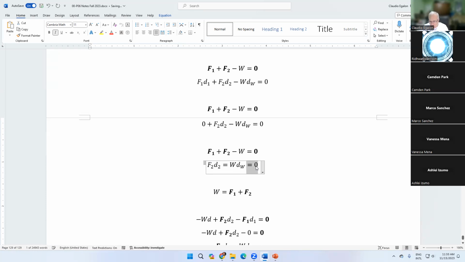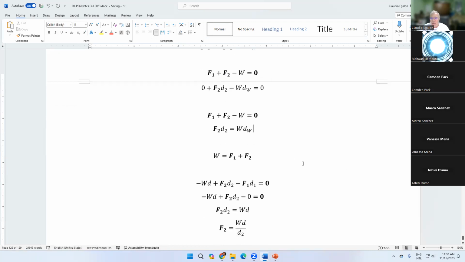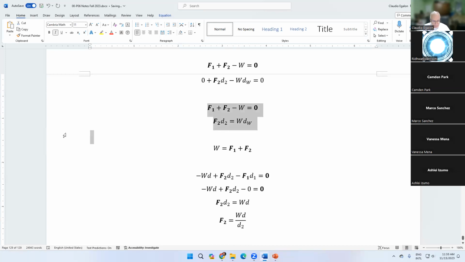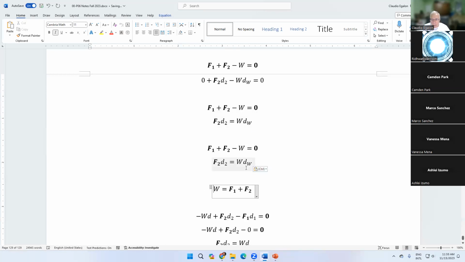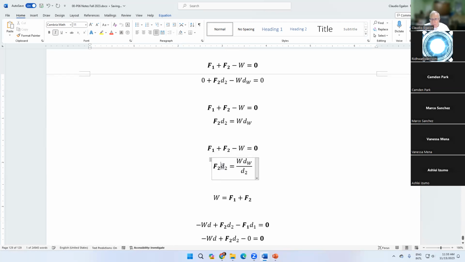Here you go. Like we did before, let's box what we do not know, right? Here you go. Box what we do not know. And now that we have two equations and two unknowns, we know that we can solve this problem. Okay, and my unknown F2 becomes that. And then you have to substitute the numerical values right in there because we know W, D2, and DW.